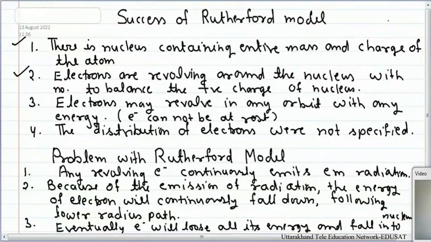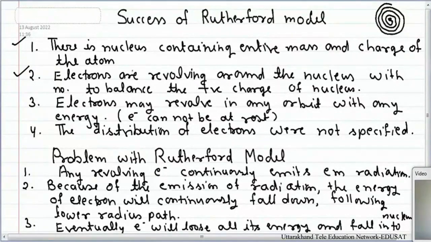So this is the picture. Suppose this is the nucleus, and electrons will start with this orbit, and then because of the radiation its energy will decrease, so it will follow the less radius path, and then again it is continuously emitting or losing its energy, so it will continuously emit energy or radiation, and then it will fall into the nucleus. So this will be the picture according to the Rutherford model. Therefore this model could not successfully explain all the properties.